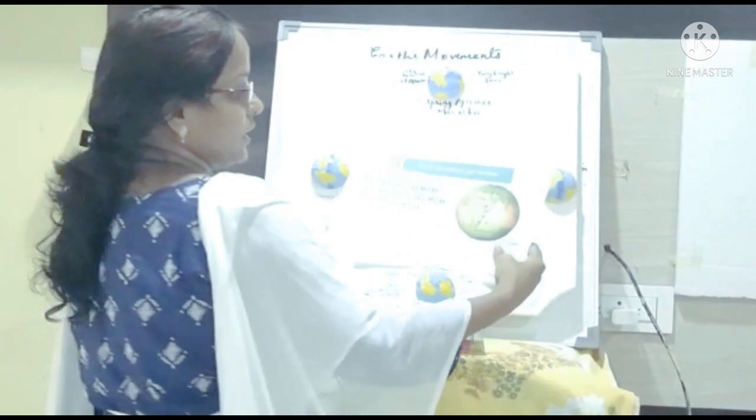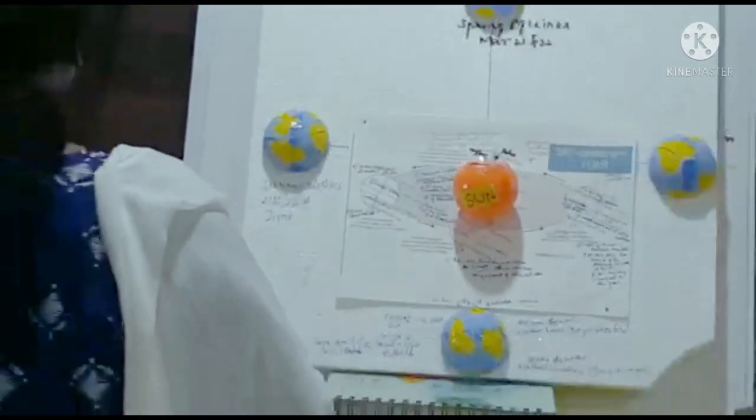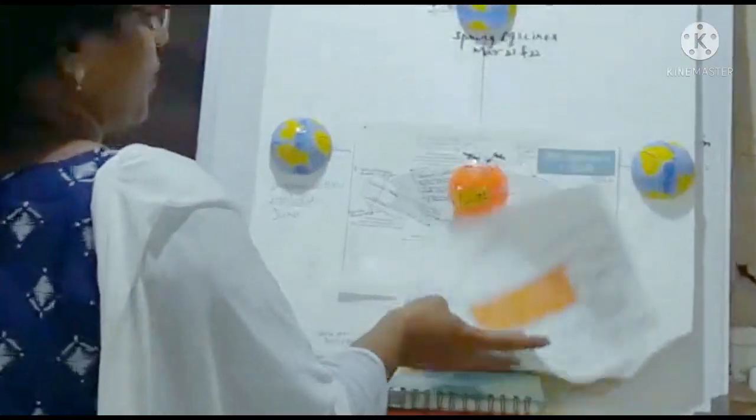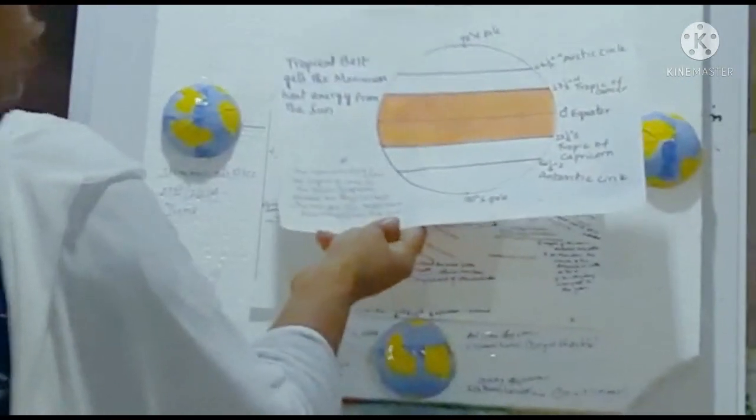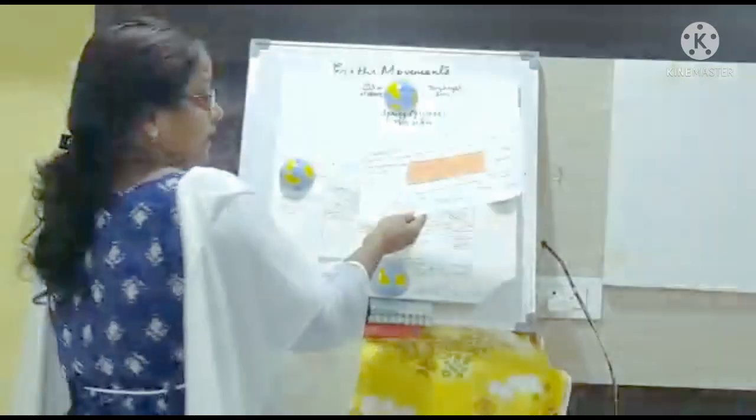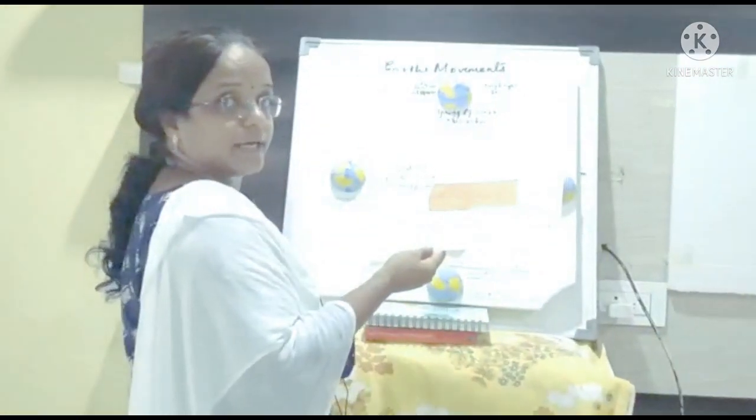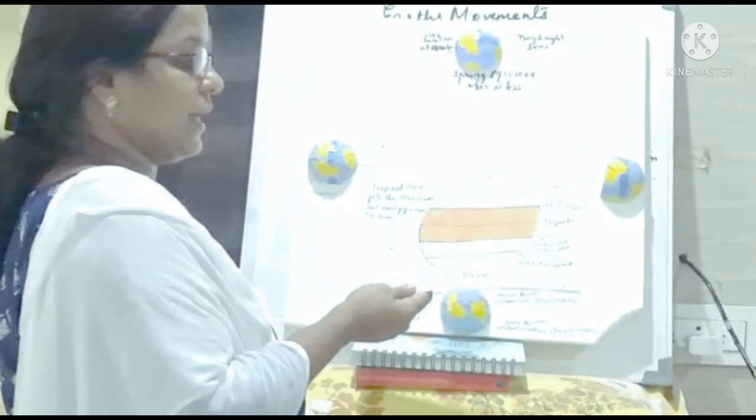Regarding the temperature belts on the earth, as we have discussed, we have three types of belts: the tropical belt, the temperate belt and the polar belt. Here you can see the tropical belt, which extends from the Tropic of Cancer to the Tropic of Capricorn, where it receives the sun rays directly. That is the reason why it receives a high amount of solar radiation.